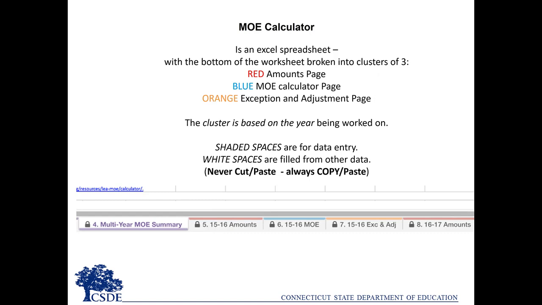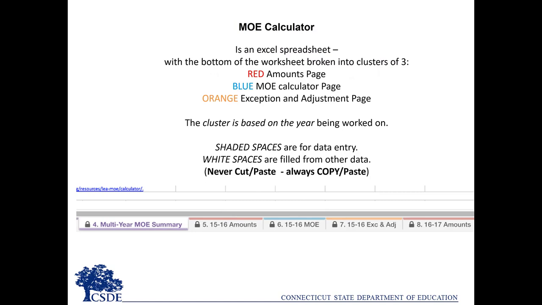It's broken into a cluster of three pieces for each fiscal year. As you see down below here, the 15-16 amounts page, the calculator itself, and then the exceptions or adjustments. These three work together, where the 15-16 MOE is able to go back and look at information from the summary page. Because as you remember, it does a comparison to the last time you met MOE. That's the subsequent year rule, and that's why we use this kind of very elaborate Excel spreadsheet.